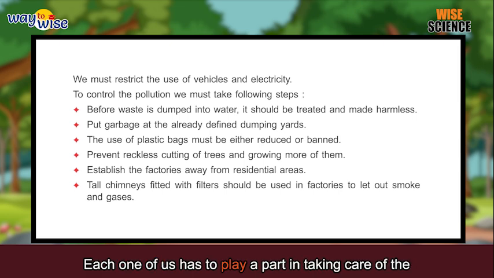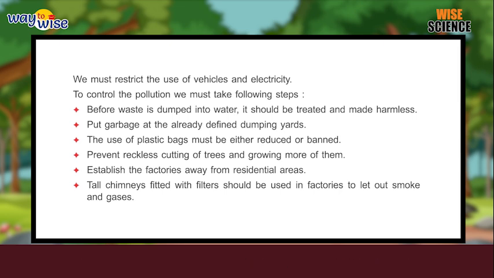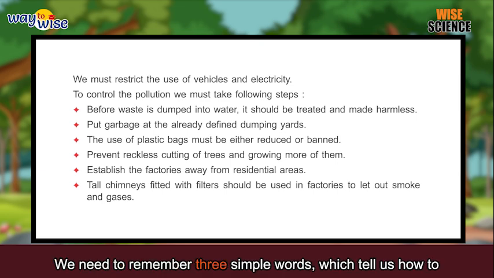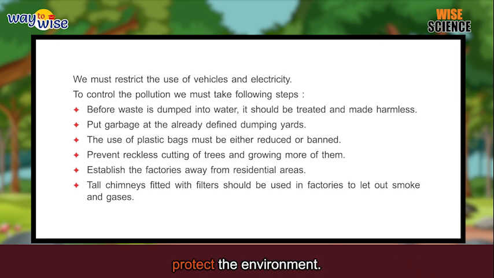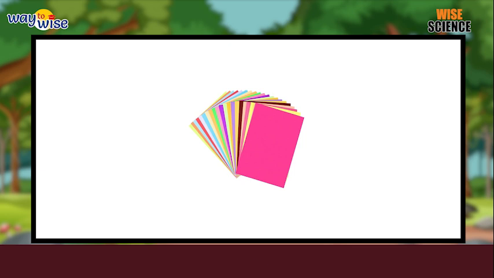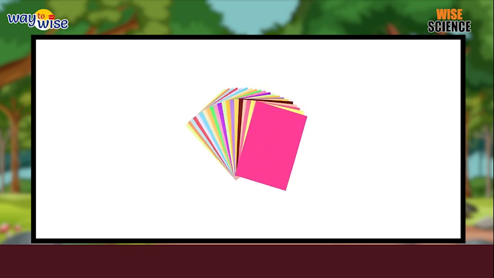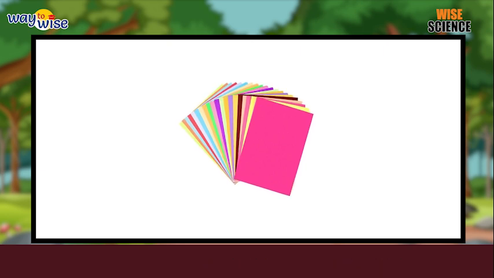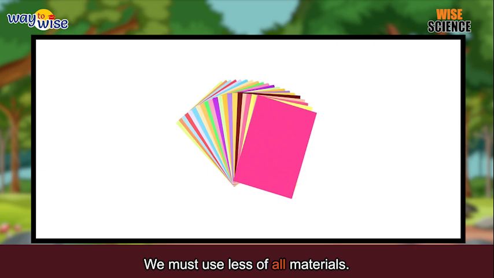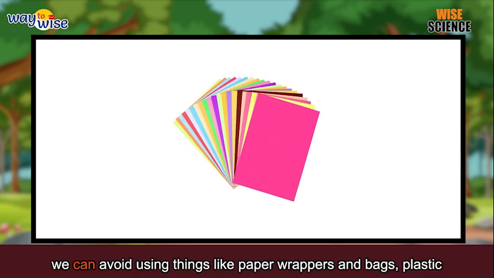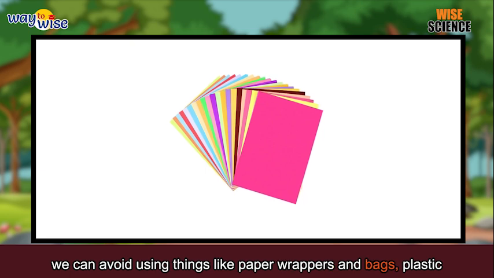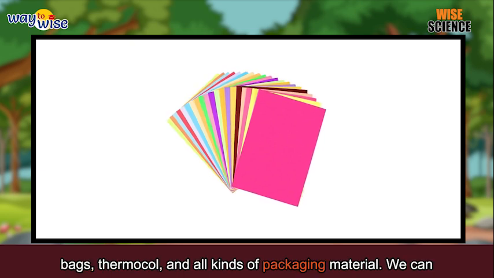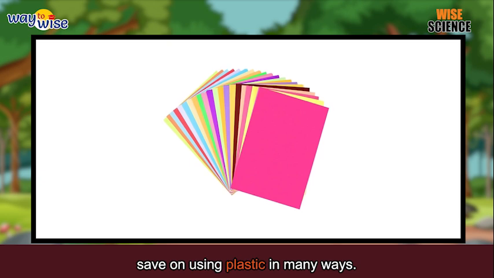Each one of us has to play a part in taking care of the environment. All of us use many kinds of materials like paper, cloth, plastic, wood, and metal. We need to remember 3 simple words which tell us how to protect the environment: reduce, reuse, recycle. They are the 3 R's which can help in saving our environment. Reduce. We must use less of all materials. For example, we can avoid using things like paper wrappers and bags, plastic bags, thermocol, and all kinds of packaging material. We can save on using plastic in many ways.